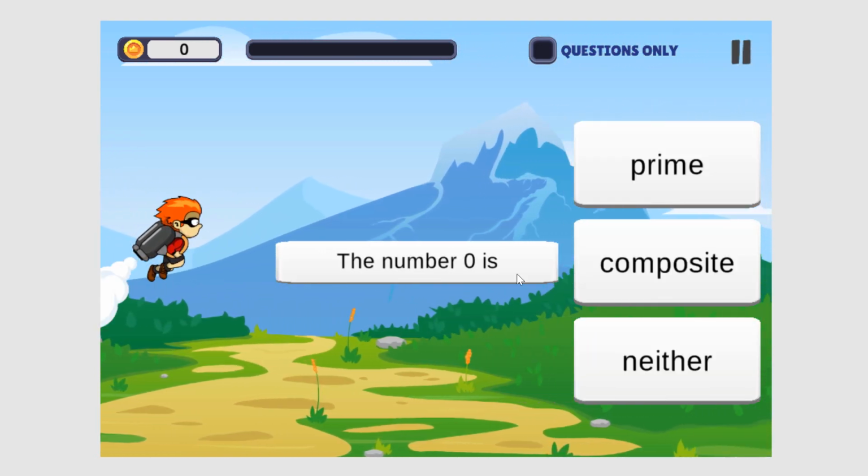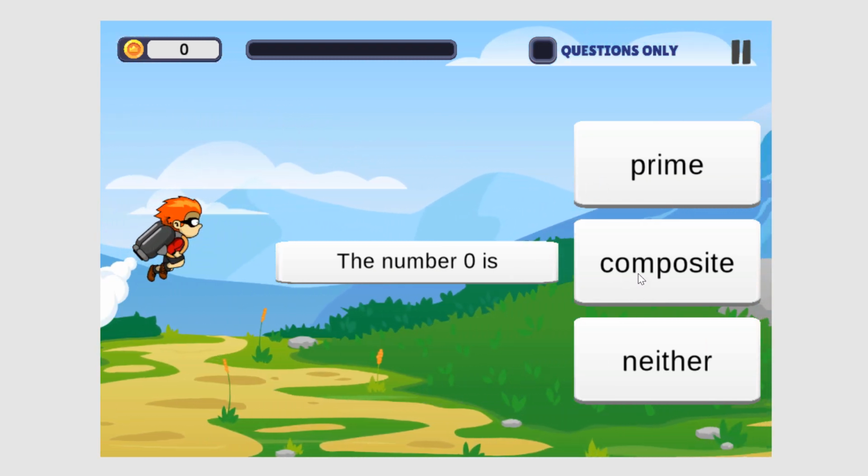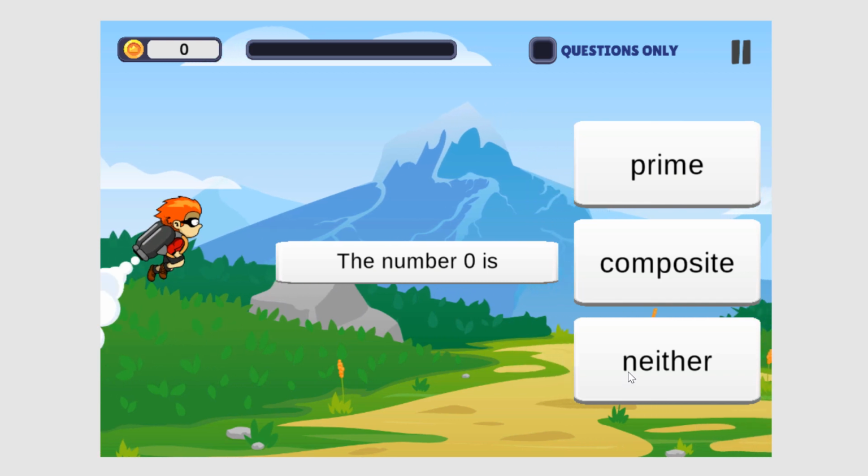The number 0 is... Well, 0 is not prime and it's not a composite. By definition, it is just neither.